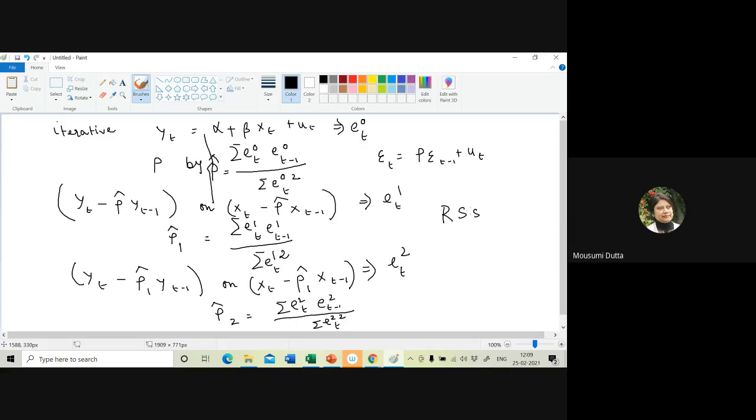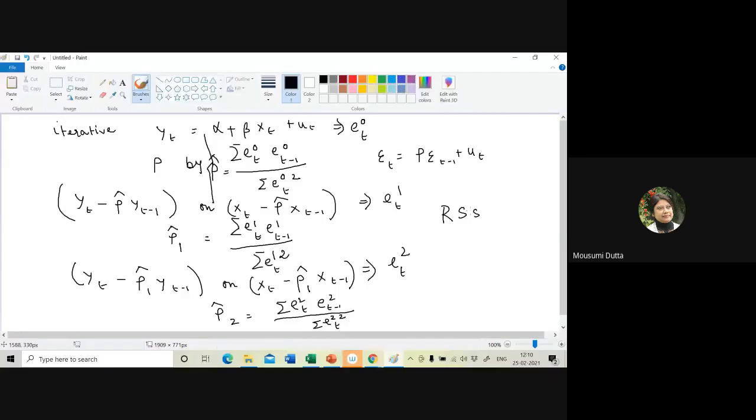So what we are doing, first we are applying the ordinary least square to the given data set, generating residual. On the basis of that residual, calculating rho hat. Using that rho hat, we are applying the rho differencing method, calculating et1. On the basis of et1, we are calculating the next rho hat. Using that rho hat, again, we are regressing yt minus rho1 hat yt minus 1 on xt minus rho1 hat xt minus 1, generating et2, calculating another rho hat.